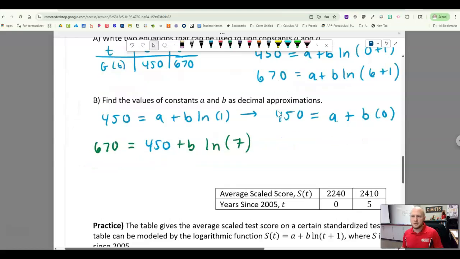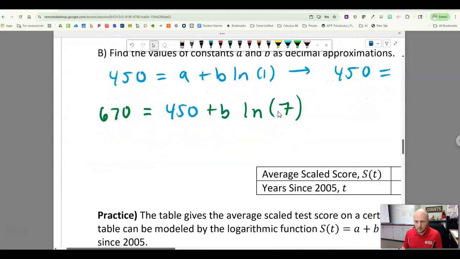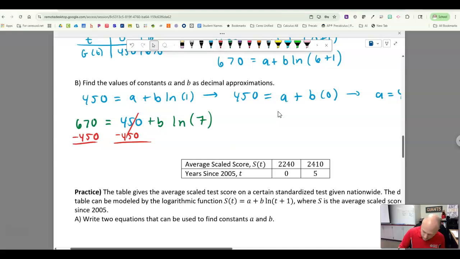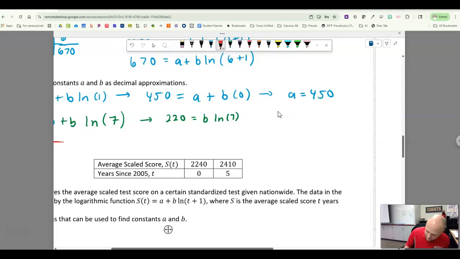So what we do have to do here, though, to find b is we have to solve this. So I'm going to go ahead and just do some inverse operations. Subtract 450 on each side. And what we get is then 220 is equal to b natural log of 7. And we can divide by natural log of 7. And we get b. This implies that b is equal to 220 over ln of 7.